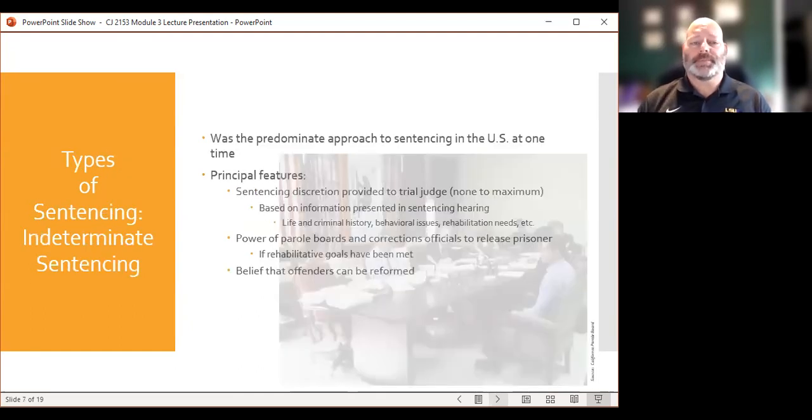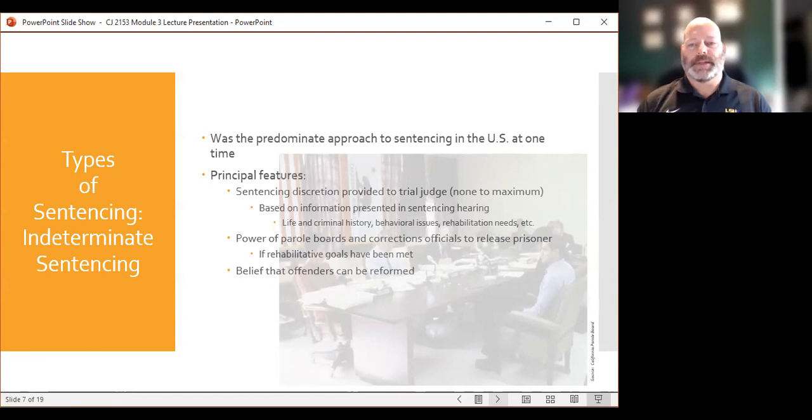So there are several types of sentencing utilized in our American criminal justice system. The first is indeterminate sentencing, and this was the predominant approach within our criminal justice system at one time. The principal features of indeterminate sentencing are that the total sentencing discretion is provided to the trial judge, all the way from no punishment in the form of jail time all the way up to the maximum allowable.